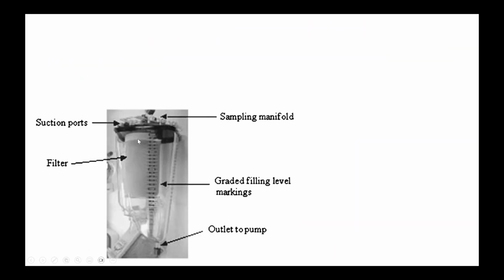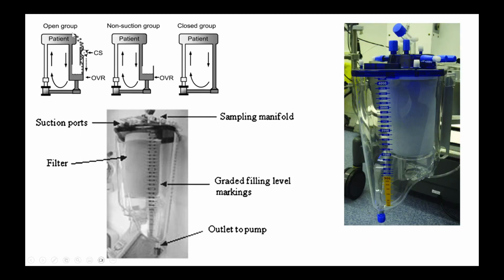So you can see this is the picture of a reservoir where you can have a suction to create faster drainage. And it also has a filter. It has graded filling levels marking the volume of blood that is being drawn. This is the outlet to go into the pump. And this is a simplified manifold. And this is open groove with a non-suction and a closed groove. So this is how the reservoir works. And this is another live picture of that pump.